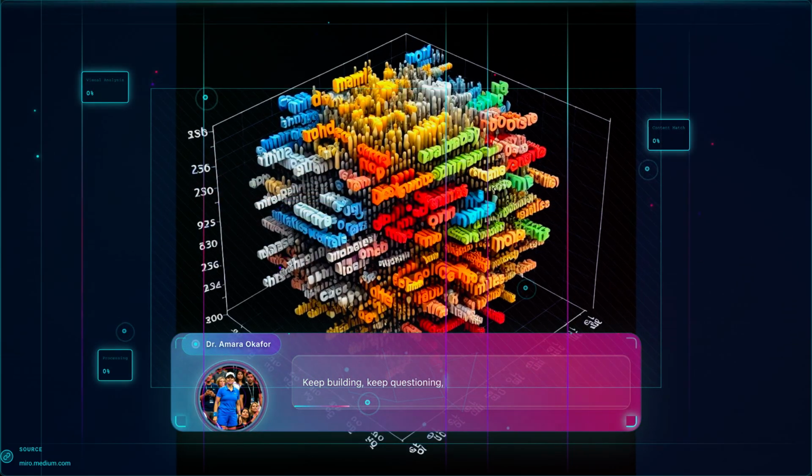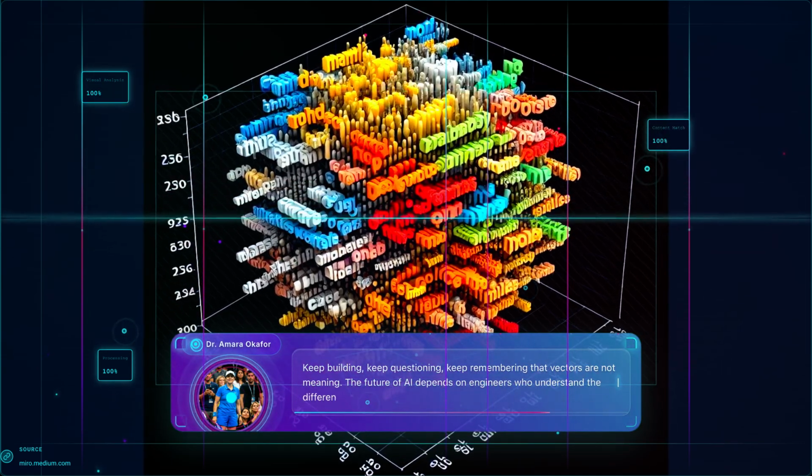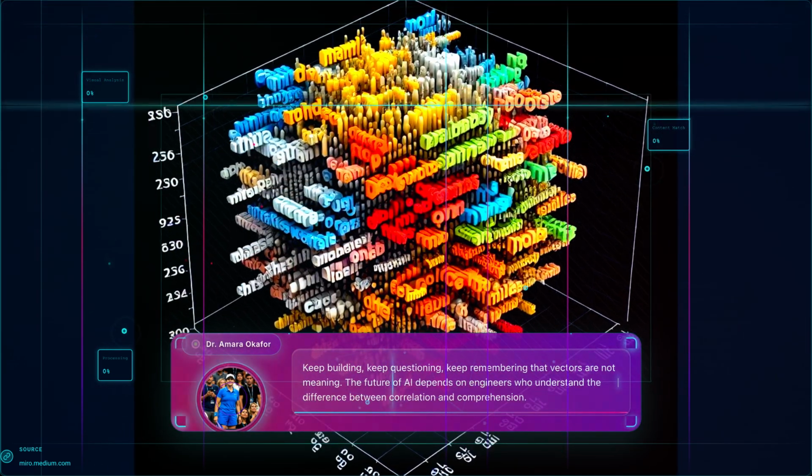Keep building, keep questioning, keep remembering that vectors are not meaning. The future of AI depends on engineers who understand the difference between correlation and comprehension.